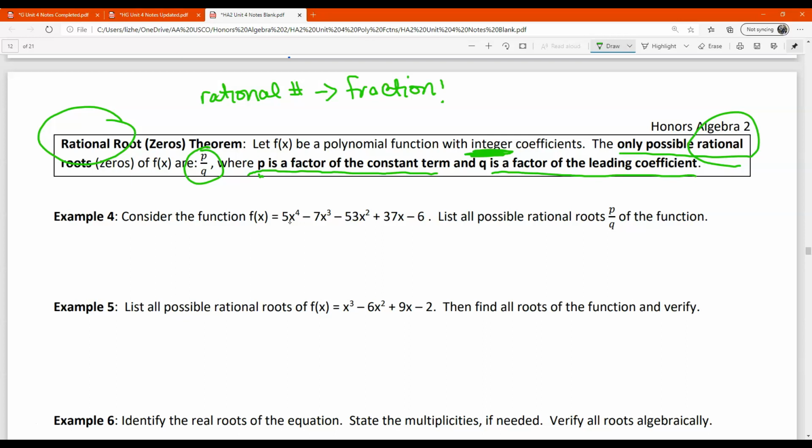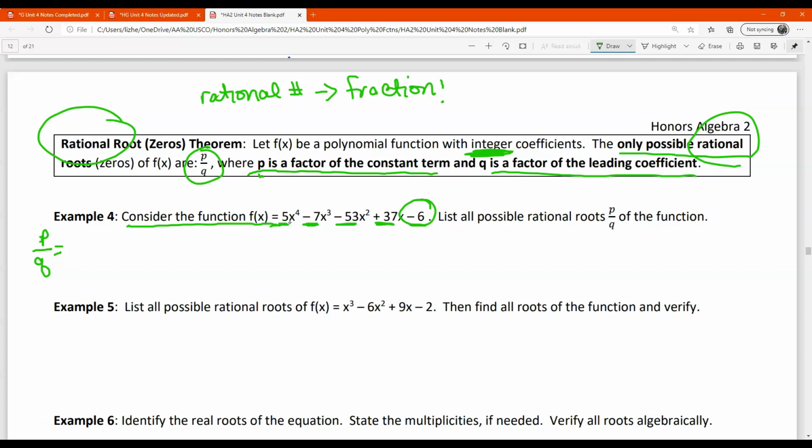So first thing we want to do is we want to find, well, what are p and q? So here's my function, right here. It has to have integer coefficients, which it does. Remember, integers are just your nice little whole numbers. They can be positive or negative, integer coefficients. Okay, now all the possible roots or zeros of this function are shown by p over q, where p is the factors of the constant. So here's my constant. The constant is the one without the variable. What are the factors of negative 6?